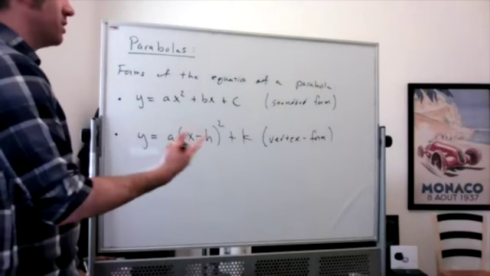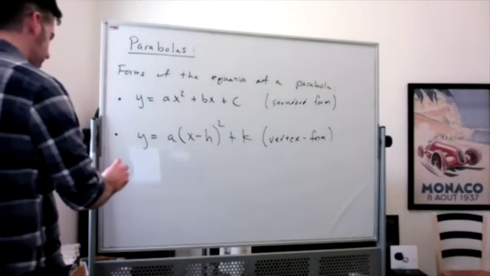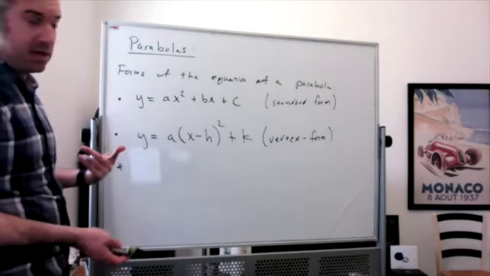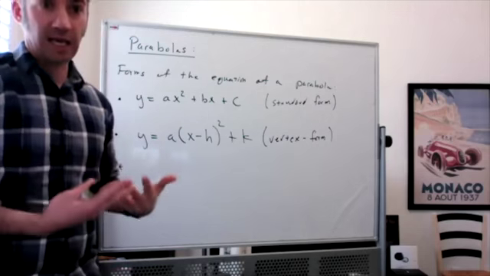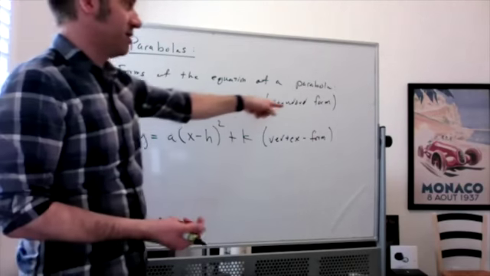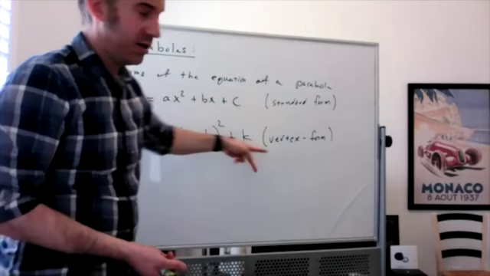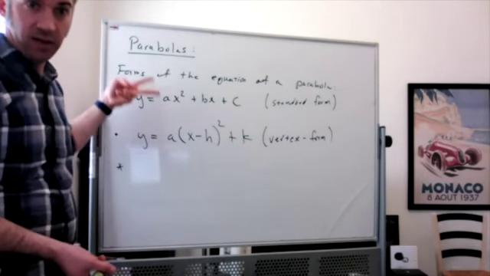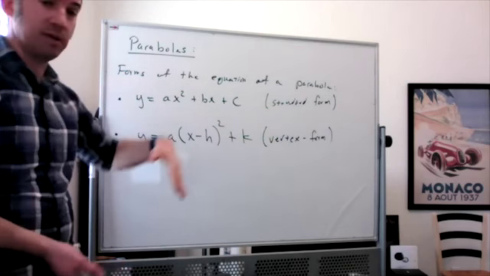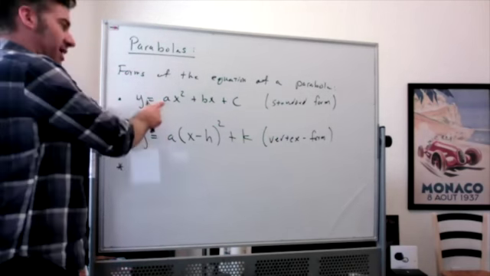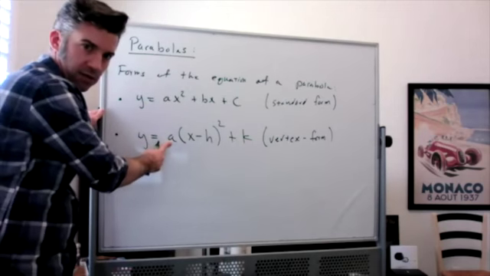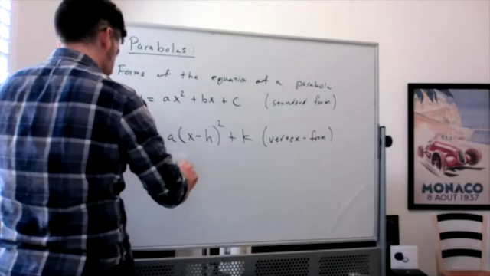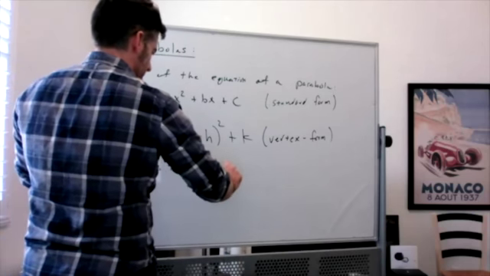So a couple things to note about either one of these. First thing to note is that the a here is the same, meaning if I was writing the same parabola in either the standard form or the vertex form, this coefficient would be the same value in either one of these equations. Nothing else would be the same, but this would be the same. So if this was like a 2 here, it would also be a 2 here. So the a value is the same in both equations.